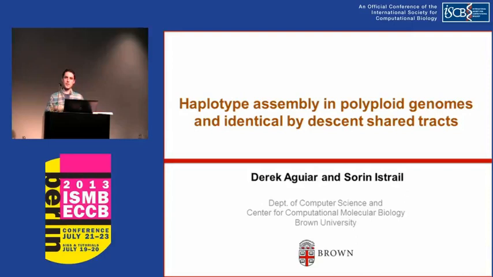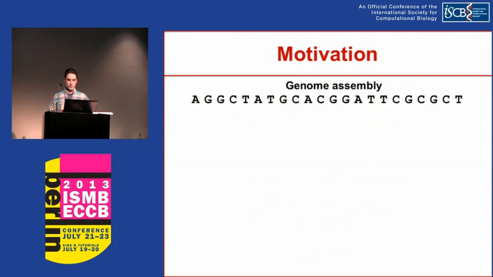Haplotype assembly, where we extend the normal diploid case to polyploid genomes, and also extend it to more than one genotype at a time. We're going to assemble people that have a tract shared identical by descent. And there's also some diploid haplotype assembly results that are new as well.